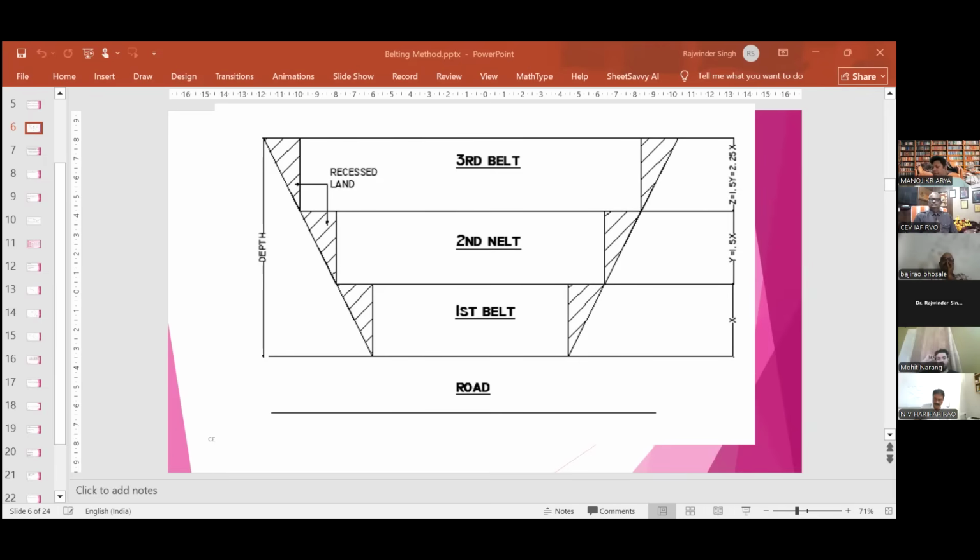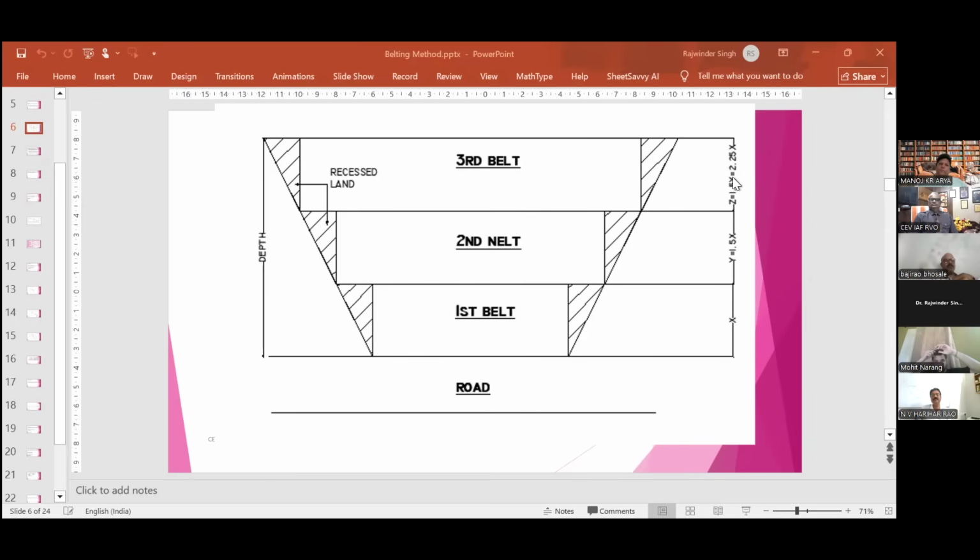It means the depth of the first belt should be 2 times the depth. Means if it is 40 feet, this belt should be 80 feet. Second, 1.5 times the 80, 120. And the remaining in the third belt. This is just a thumb rule.